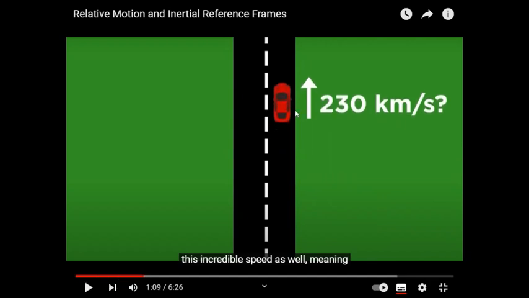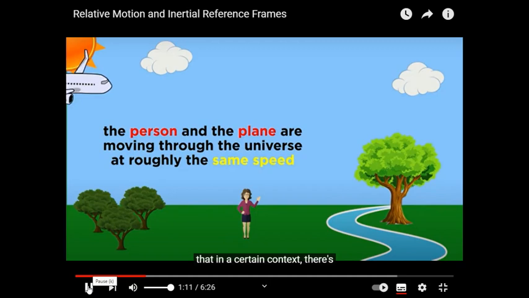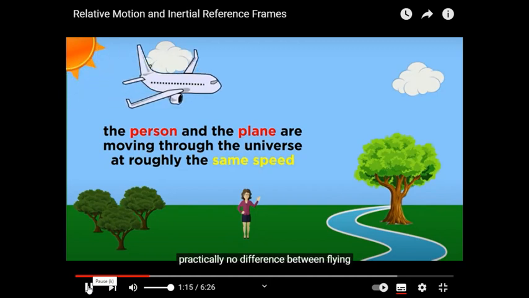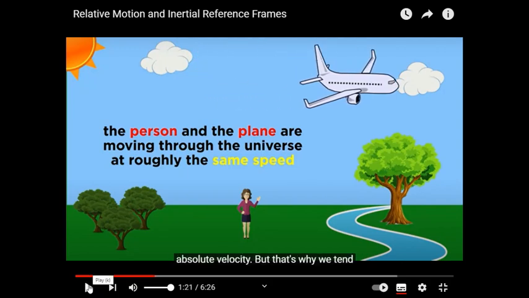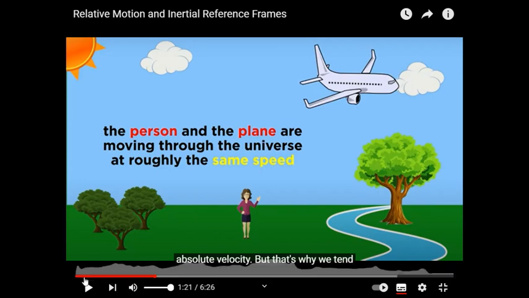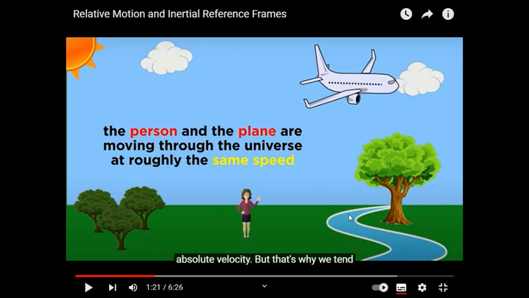So basically, all the little speeds that the car has in comparison to 230 kilometers every second, you'd be adding a third decimal place or something to that, or even less. Meaning that in a certain context, there's practically no difference between flying in a plane and sitting still in terms of absolute velocity. Which doesn't really exist. Absolute velocity, like what are you relative to? Even the speed of light itself is not relative to anything. It's just always observed to be 300 million meters per second. You'll see that later in the grade 12 physics class.